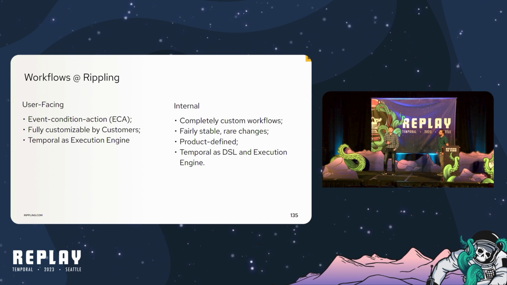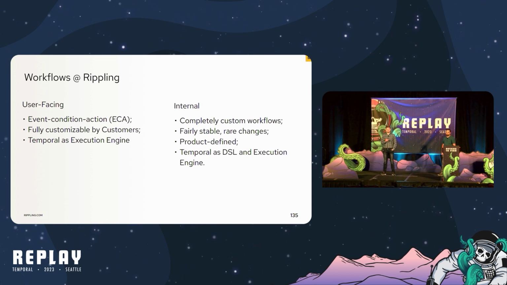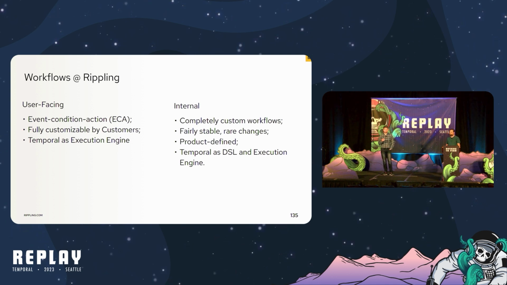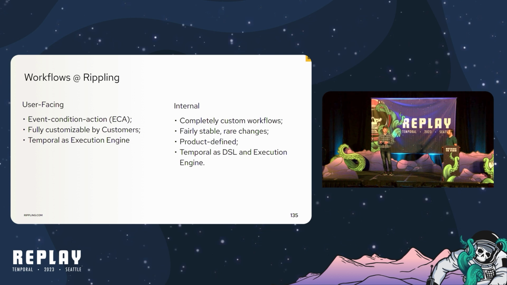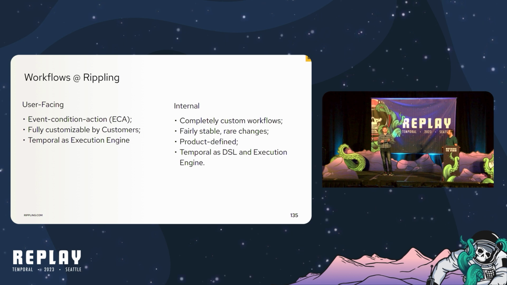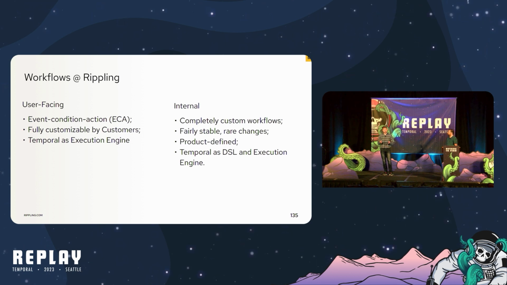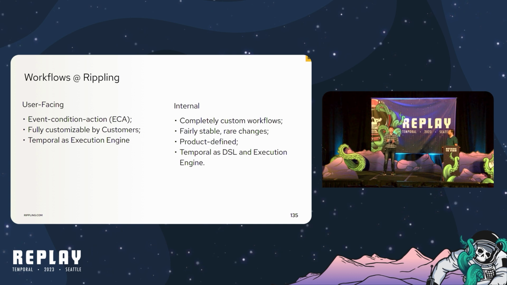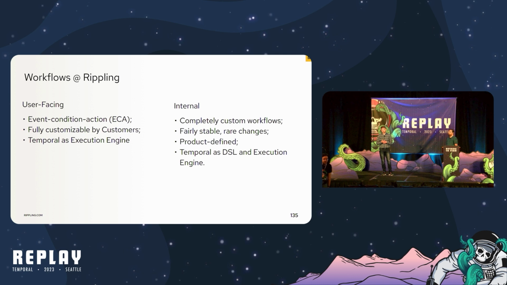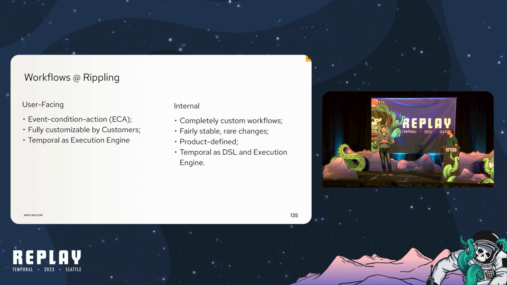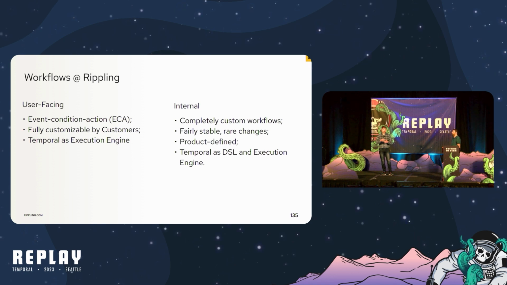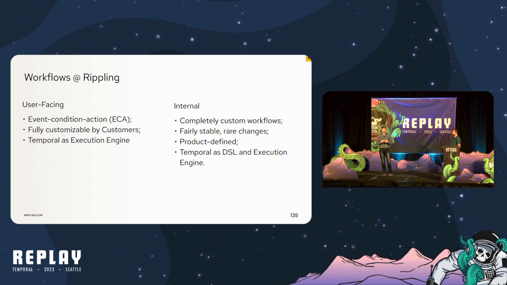Yeah, so the other type of workflows that you can see on the slide is internal workflows. Those are more complicated than a simple event condition action, because they drive the main decisions that our system makes internally. HR is very different at different companies and in different countries, and all of those decisions have to be encoded somewhere. That's what I mean by internal workflows. Those workflows are usually product defined, and we can fully utilize not just Temporal as an execution engine, but also as a DSL, because we want a nice way to read through the workflow, not just execute it through Temporal.